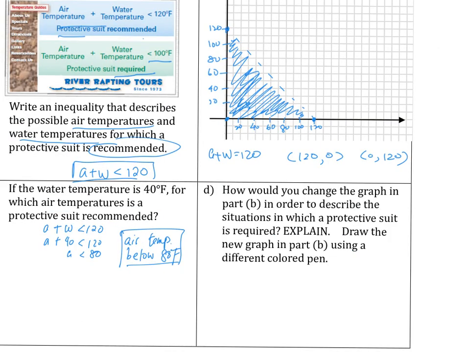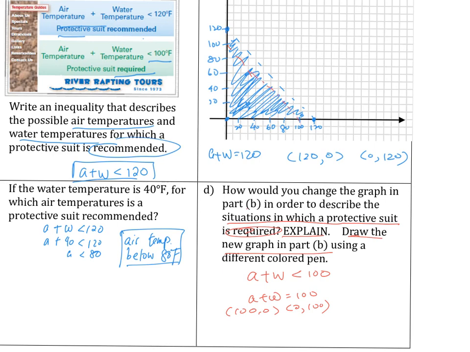Part D. How would you change the graph in Part B in order to describe the situations in which a protective suit is required? Explain. And then draw a new graph in Part B using a different colored pen. Well, first of all, the inequality in which the protective suit is required is A plus W less than 100 degrees Fahrenheit. So then the boundary line will be represented as A plus W equal to 100. So your intercepts will be 100, 0, and 0, 100. Again, it's a dashed line.